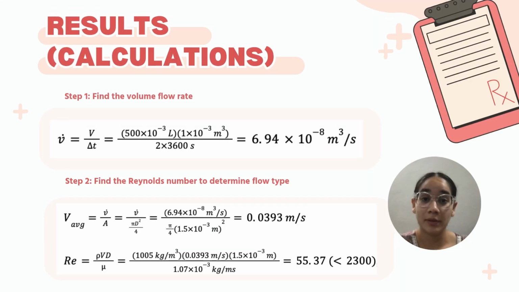There are several steps involved in solving the problem that we discussed just now. First of all, we need to find the volume flow rate. Using the formula, we get the value of 6.94 times 10 to the power of negative 8 meter cubed per second. Next is finding the Reynolds number to determine the flow type. First we find the average velocity, which is 0.0393 meter per second, and then substitute that into the formula for Reynolds number. We get the value of 55.39, which is less than 2,300, which indicates the flow is laminar.